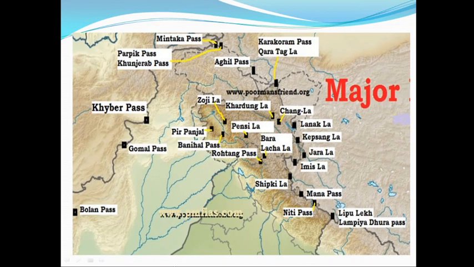Now let's move to Uttarakhand. In Uttarakhand we have some important passes. These are Lipu Lekh. This provides a tri-junction between India, China and Nepal. So here we have Lipu Lekh, at the India, China and Nepal border. Next is Mana Pass. Mana Pass connects Uttarakhand with Tibet and it remains closed during winter, November to April. Then we have Niti Pass, which connects Uttarakhand with Tibet. This also remains closed during the winter.